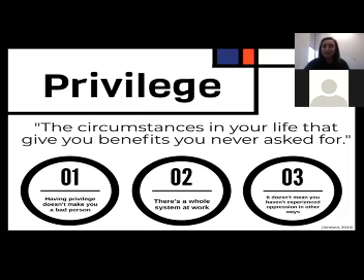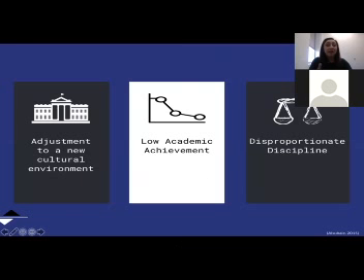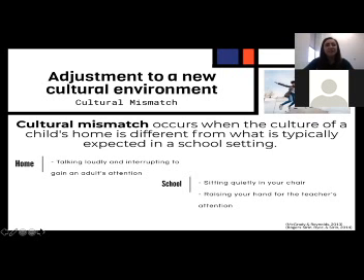So now that we've talked about some pretty important terms, let's dive into some particularly pressing issues in the multicultural classroom. The things we're going to go over today are adjustment to a new cultural environment, low academic achievement, and disproportionate discipline. These are all things that are affecting students in our increasingly diverse classrooms. So the first one is adjusting to a new cultural environment.